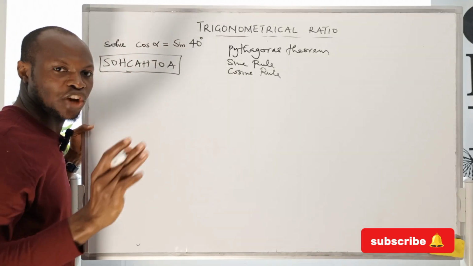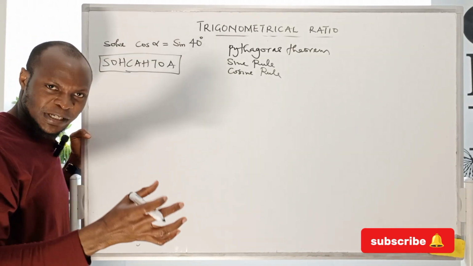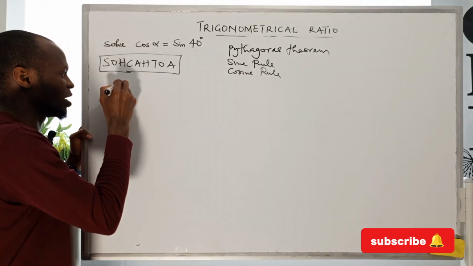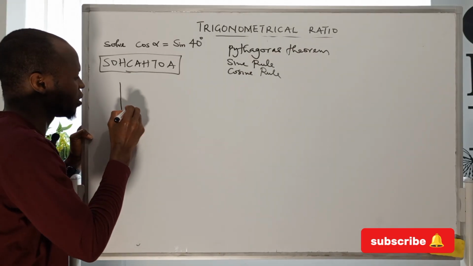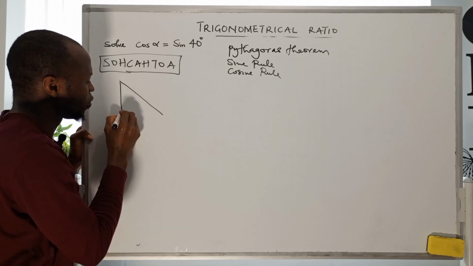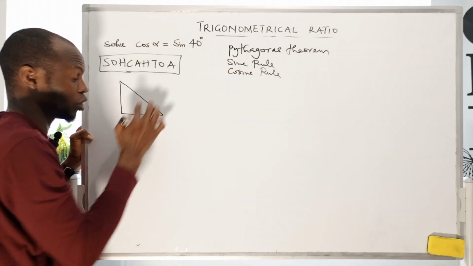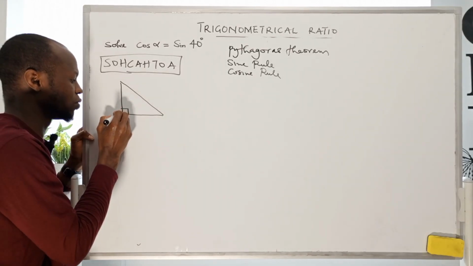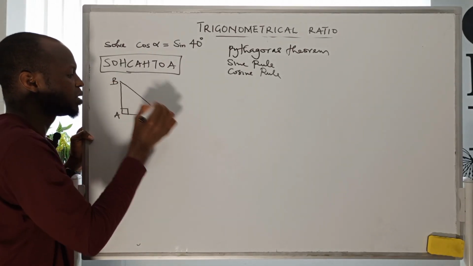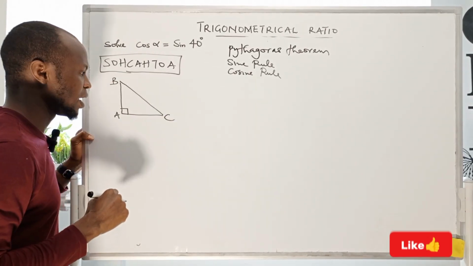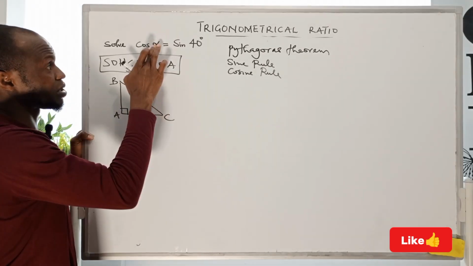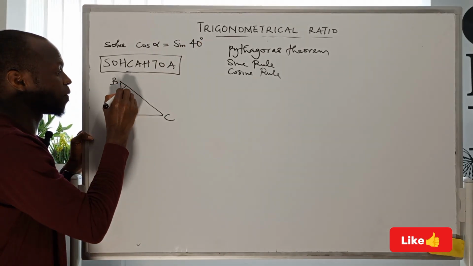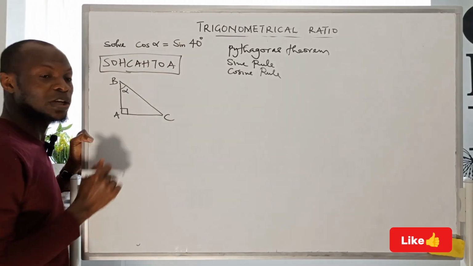Don't forget we said a triangle has three sides. Now, all those three sides have names. Okay, let me say I represent a right angle triangle. Don't forget, trigonometrical ratio is all about right angle triangles. Now, let me name the triangle as triangle A, B, and C. Okay, now assuming, because in my question I have alpha here, assuming I call this place alpha.